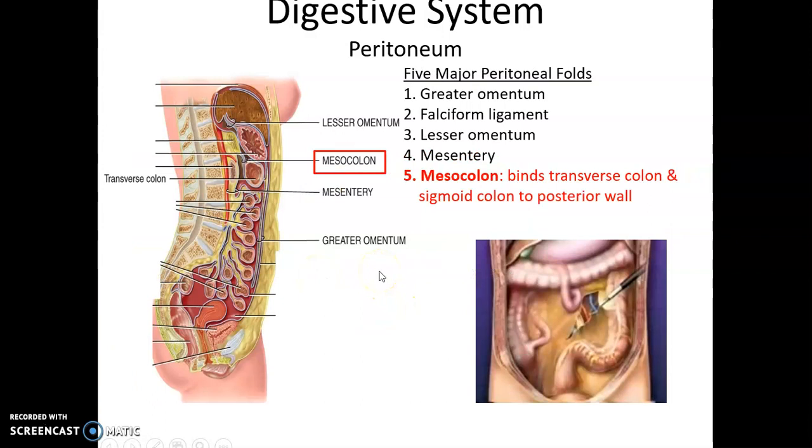And then the fifth fold is the mesocolon. The mesocolon helps to bind the transverse colon and the sigmoid colon to the posterior wall. So the sigmoid colon and transverse colon, it helps to connect them to the posterior abdominal walls.